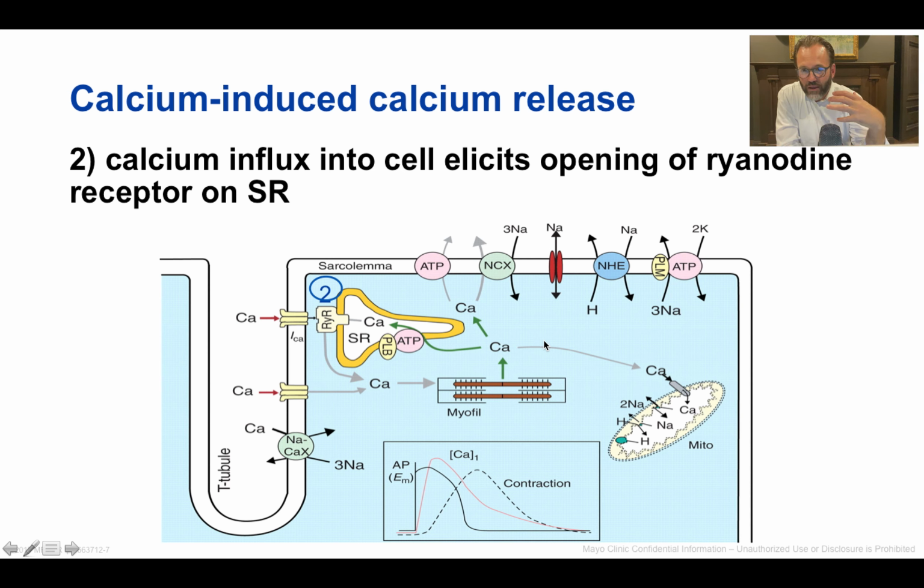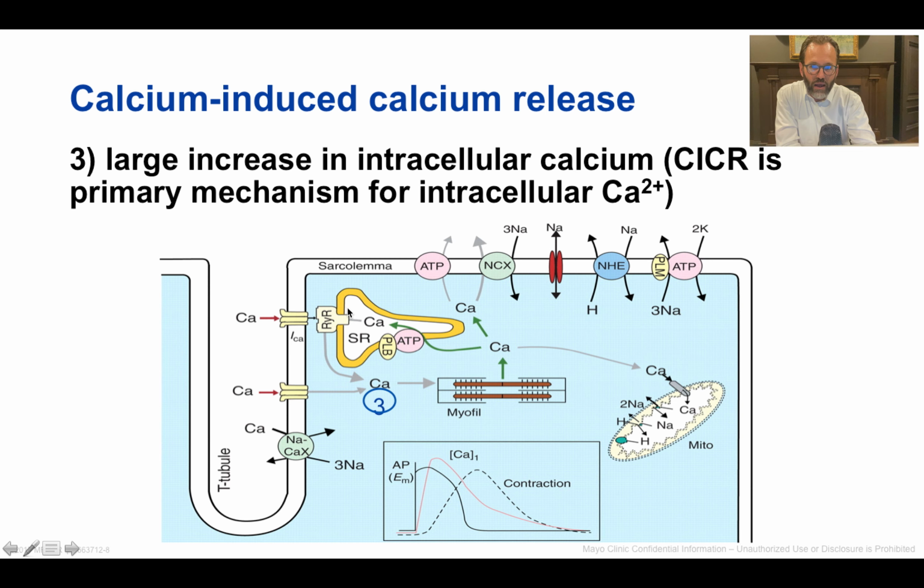Now, after that calcium gets into the cell, that elicits the opening of ryanodine receptors on the sarcoplasmic reticulum. And so that is shown here. You can see calcium influx into the cell, calcium binding to the ryanodine receptor on the sarcoplasmic reticulum, and that results in a very large increase in intracellular calcium into the cytoplasm. And that by itself is calcium-induced calcium release.